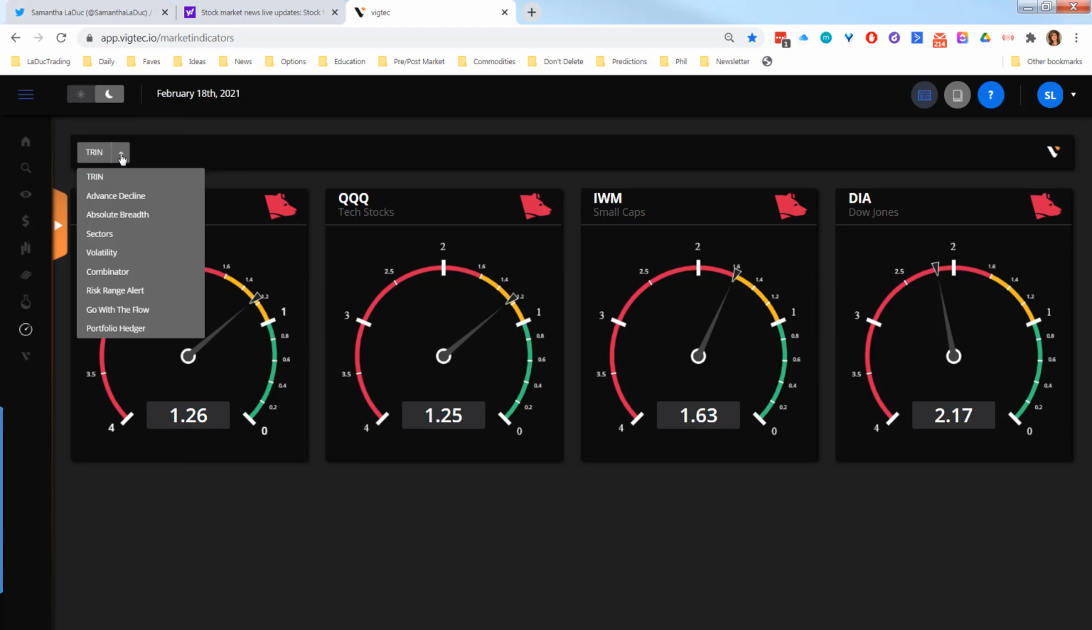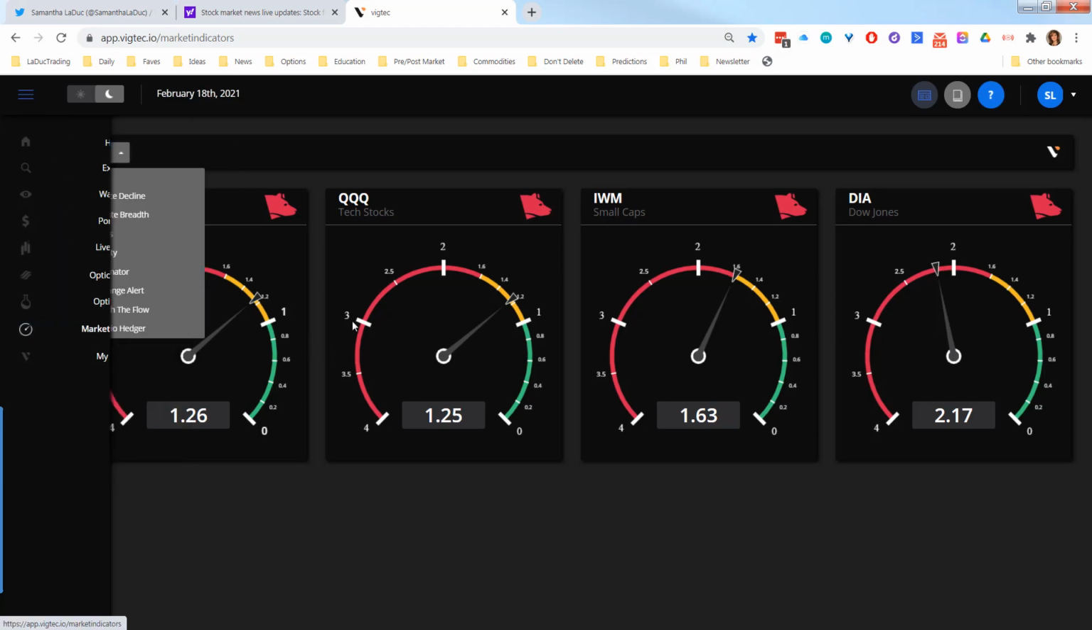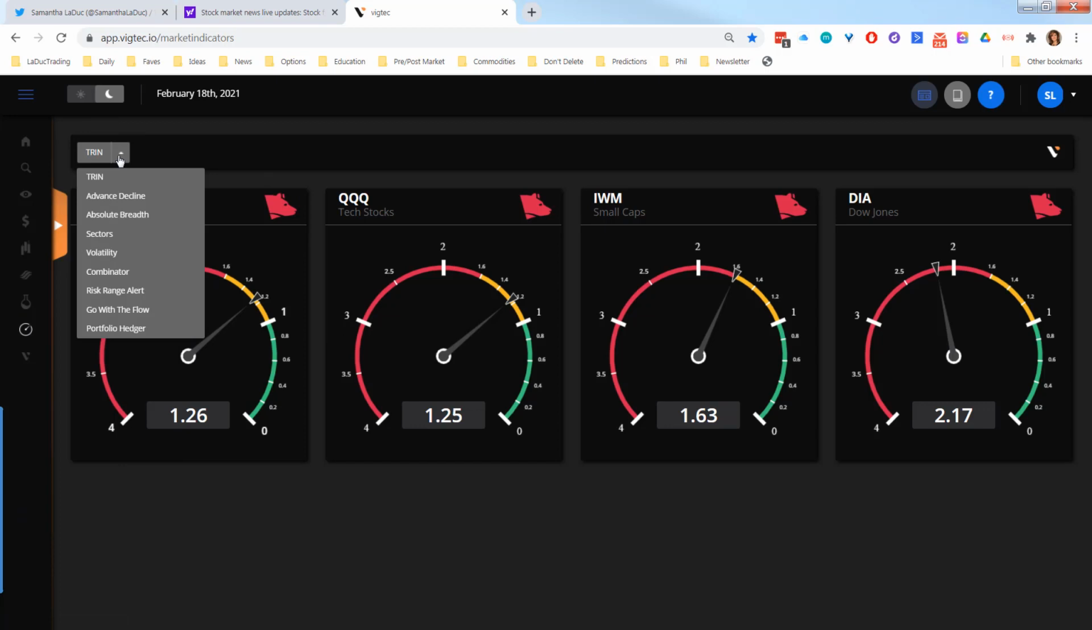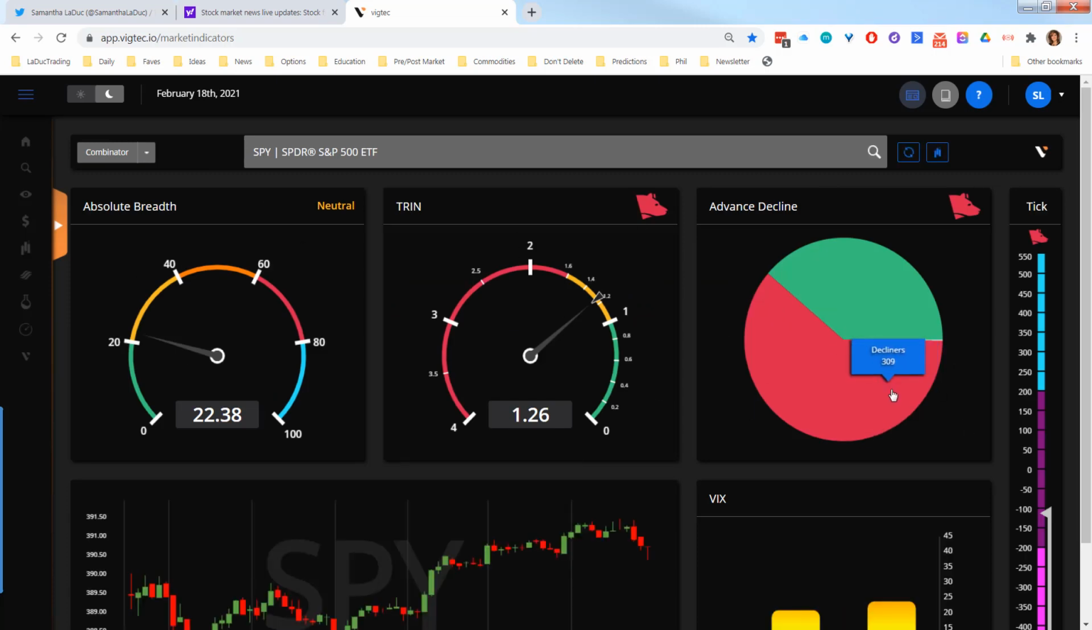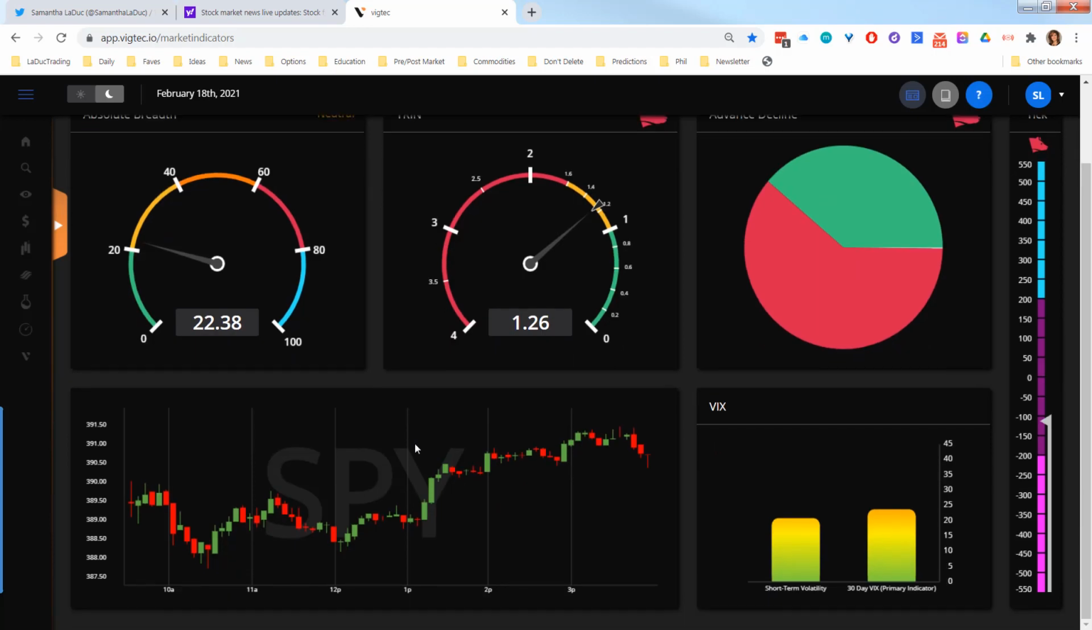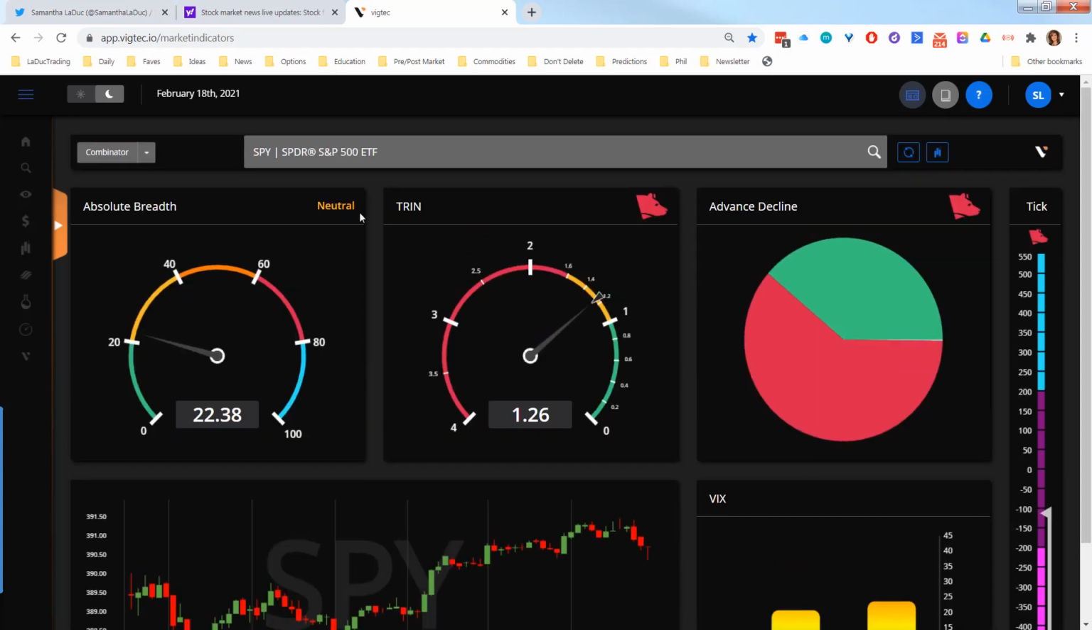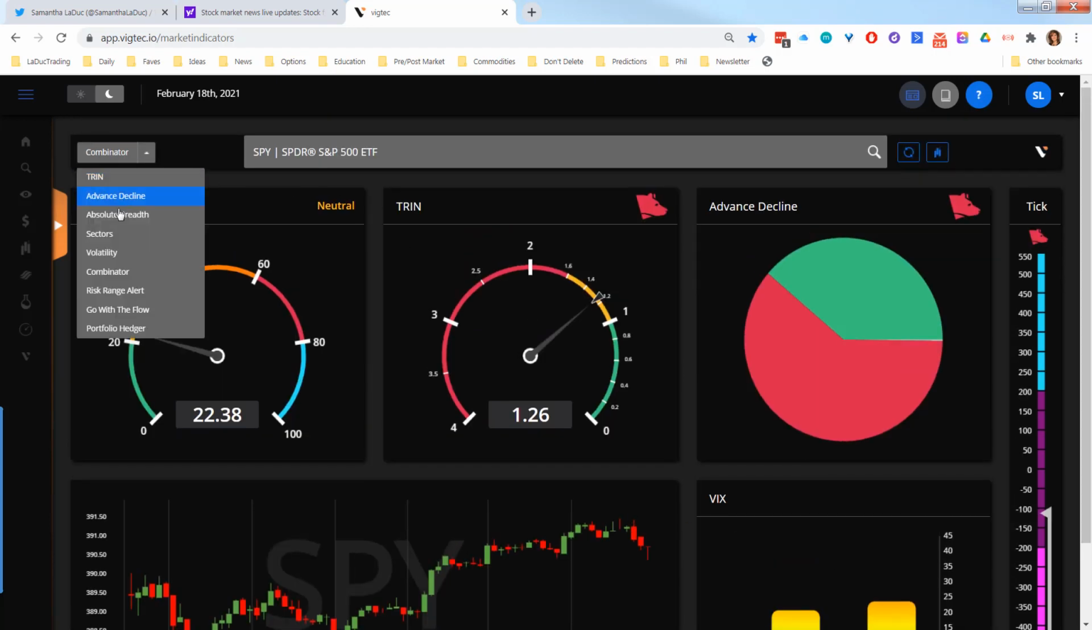First, on the VigTech page, once you log in, under the market indicators, you will see some standard breadth indicators that they have included. This is a fabulous place to go and take a look under the combinator, advanced decline, absolute breadth, trend for those who are familiar with it. But this is where I wanted to focus in. Underneath that, there are three risk indicators by LaDucTrading.